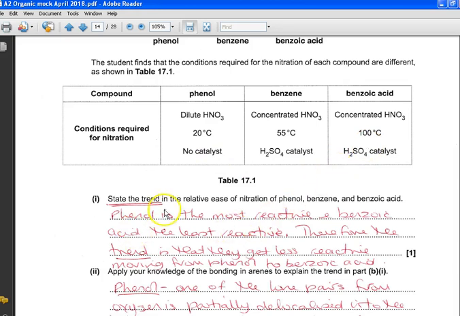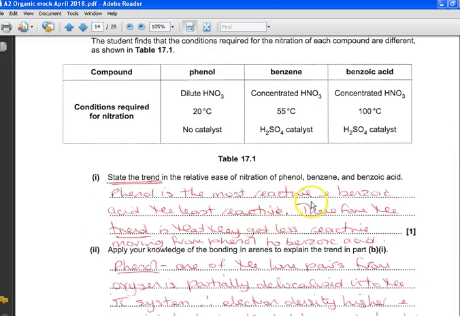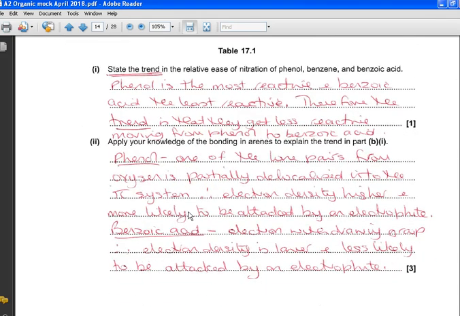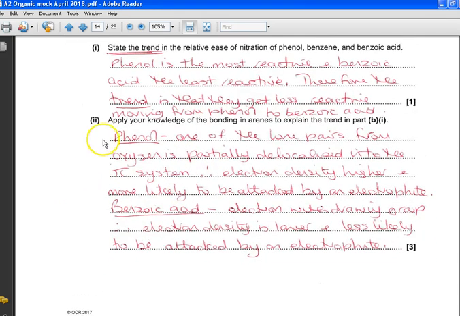Okay, so I've tried to explain here. Phenol is the most reactive, benzoic acid is the least reactive. You don't need to say that, you just say the trend is that they get less reactive moving from phenol to benzoic acid. And then you're asked to explain why that is the case. All right, apply your knowledge of the bonding in arenes to explain the trend in this part of the question.